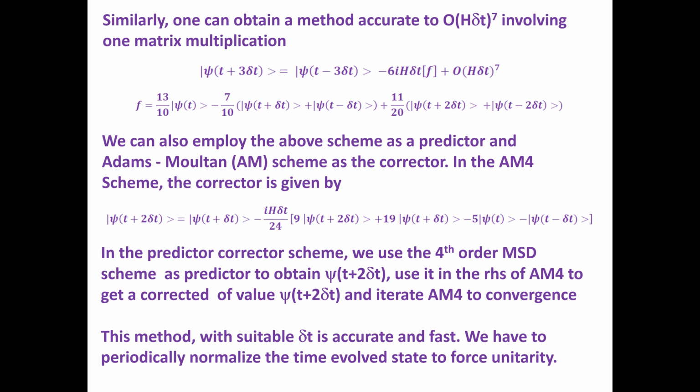So you can use the MSD4 as a predictor and this one as a corrector. Okay, and this predictor corrector method is also very good at convergence, and this method is suitable for small delta t and is accurate and fast.